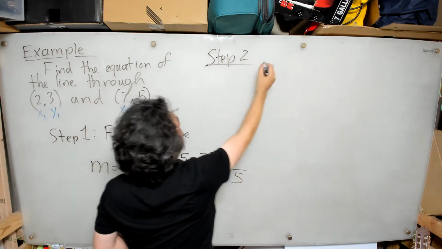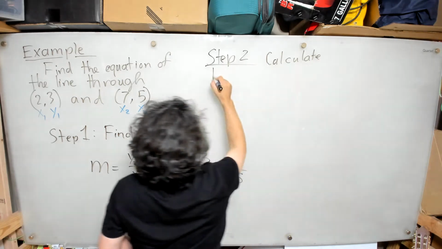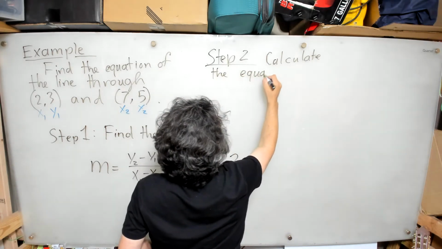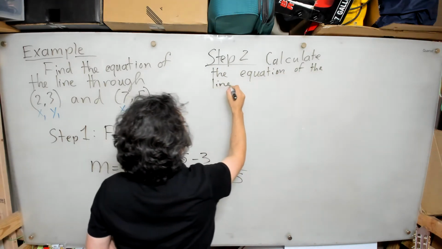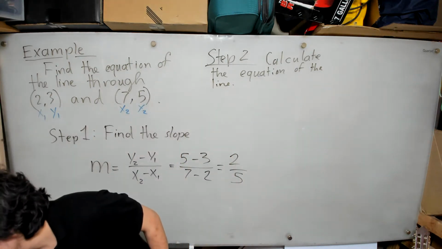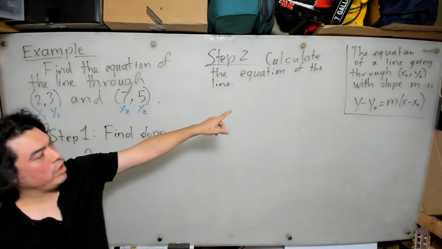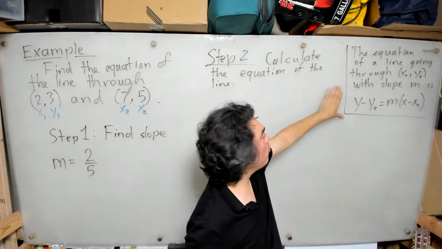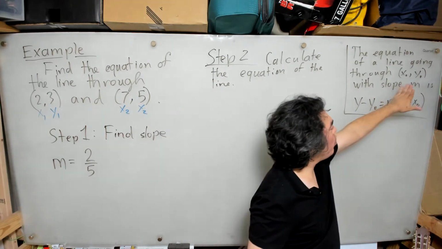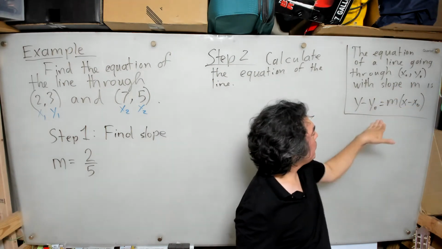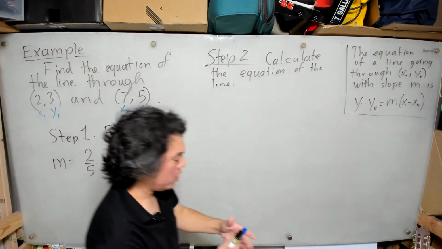So now step 2 is we're actually going to calculate the equation of the line. To calculate the equation of the line, we recall here is my point-slope form: the equation of a line going through (x naught, y naught), which is a particular point on the line, with slope m, is y minus y naught equals m times (x minus x naught). Okay? So we're going to plug in here.